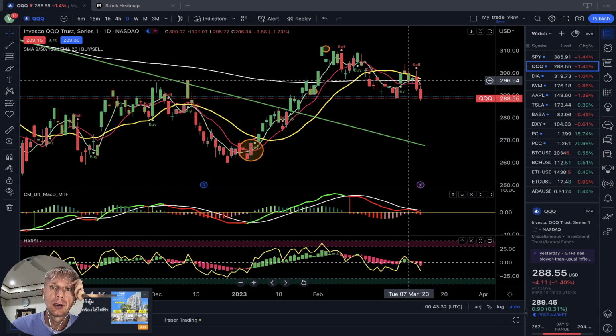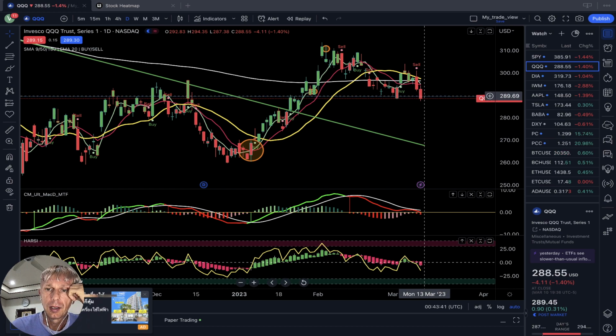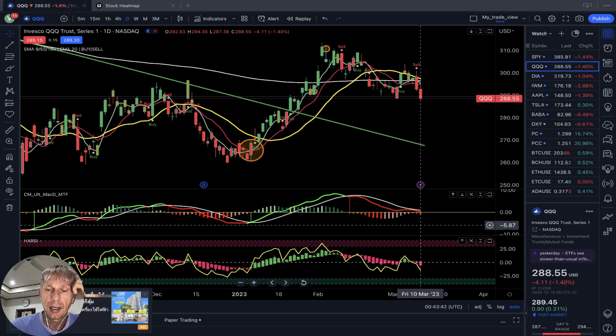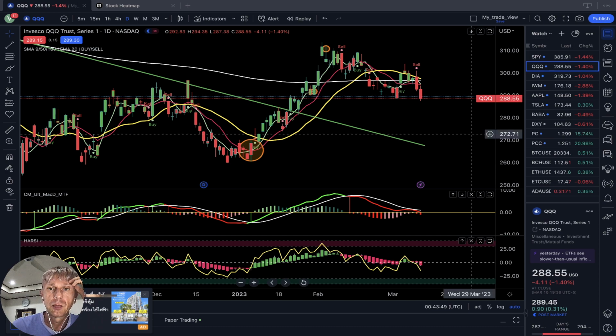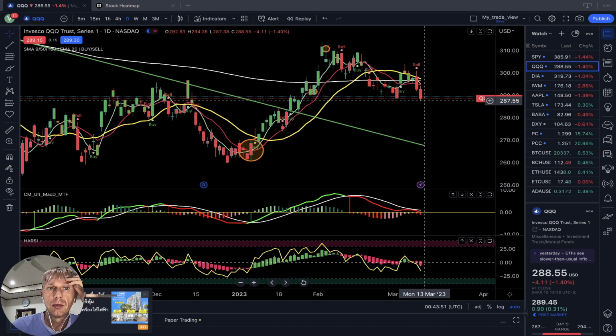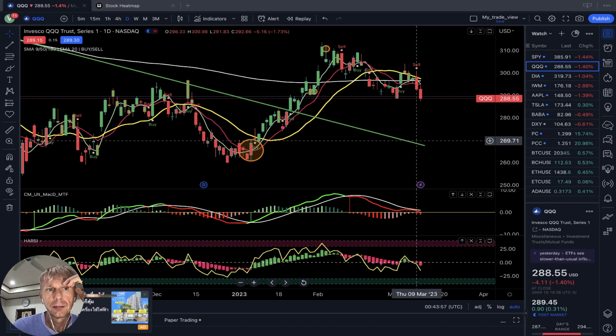Yeah, the sell script gave us a sell signal. Bearish trend. MACD bearish. RSI bearish. But it's not oversold like SPY. And it didn't even touch the major trend line yet. This green is the major trend line.